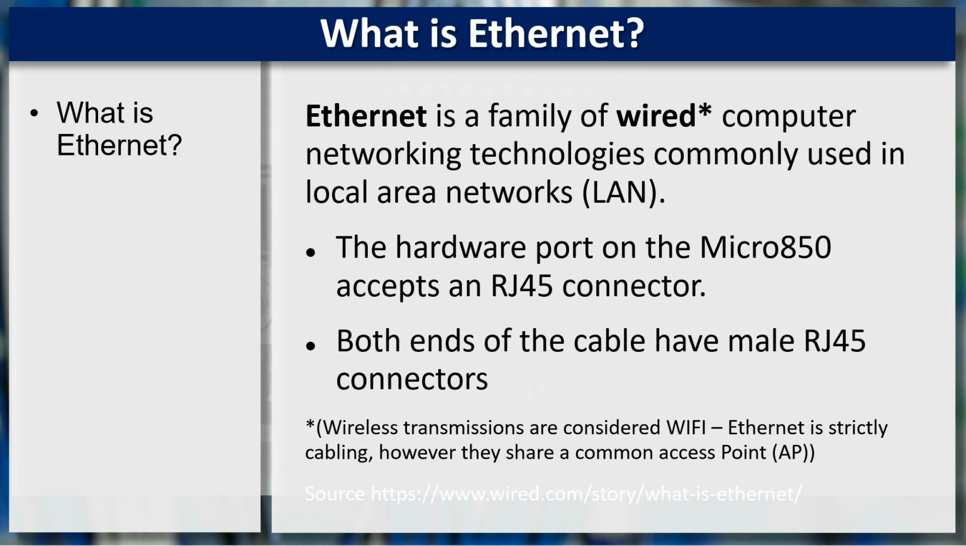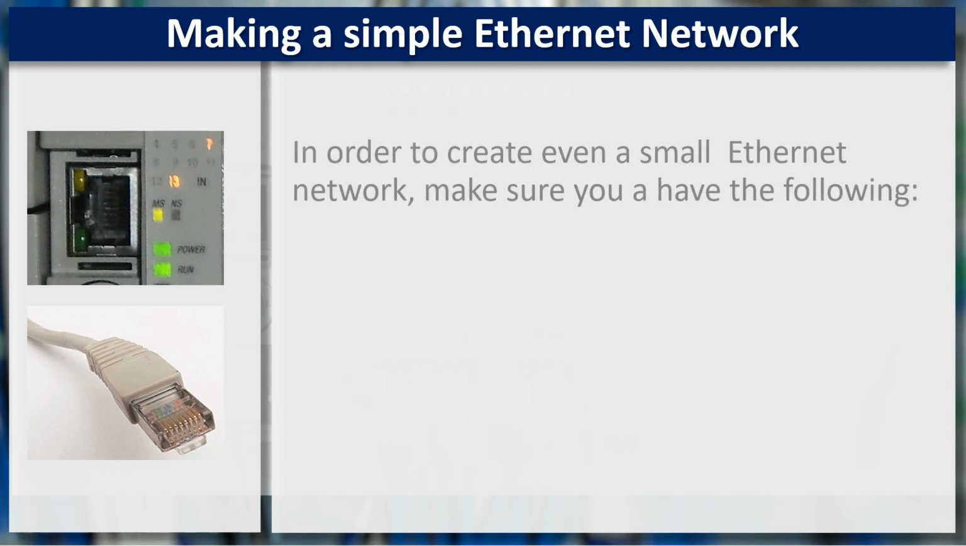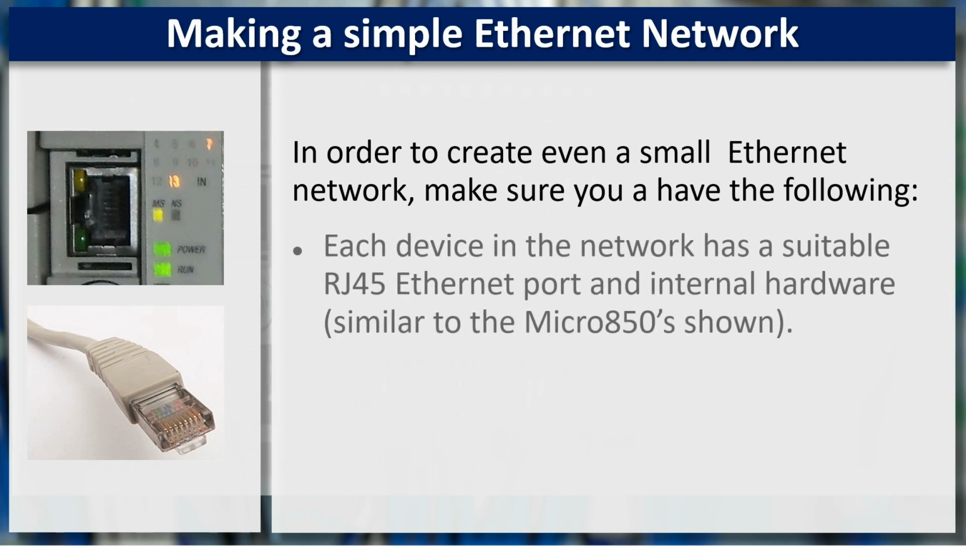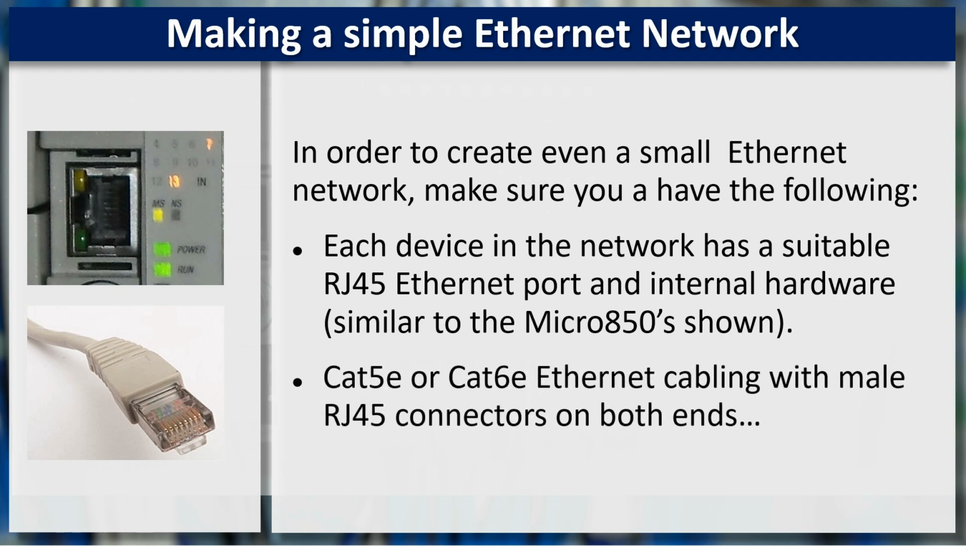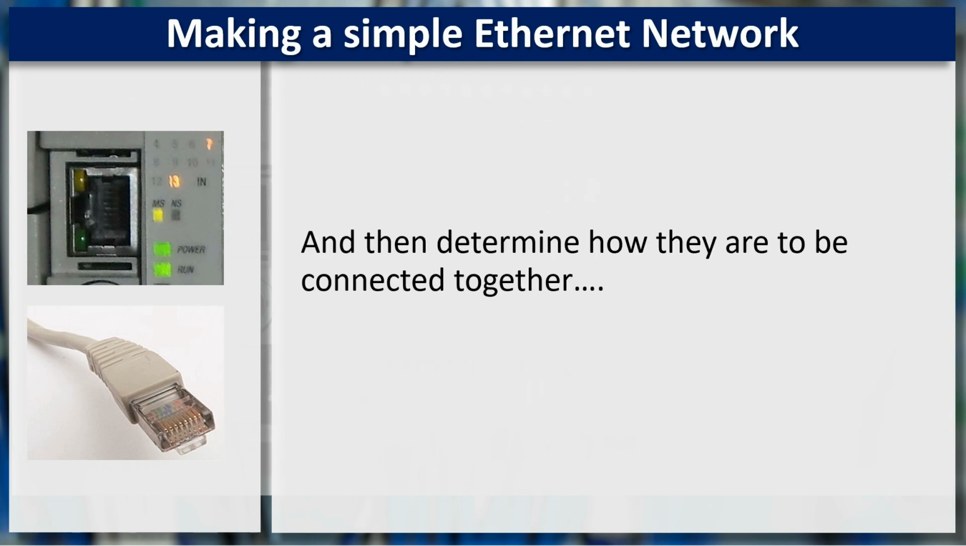Wireless transmissions are considered to be Wi-Fi. Ethernet is strictly cabling. However, they share something called a Common Access Point or AP. In order to create even a small Ethernet network, make sure you have the following. 1. Each device in the network has a suitable RJ45 Ethernet port and the internal hardware, similar to the Micro 850s that's shown. 2. Make sure you have Cat5e or Cat6e Ethernet cabling with male RJ45 connectors on both ends. 3. And then determine how they are to be connected together.